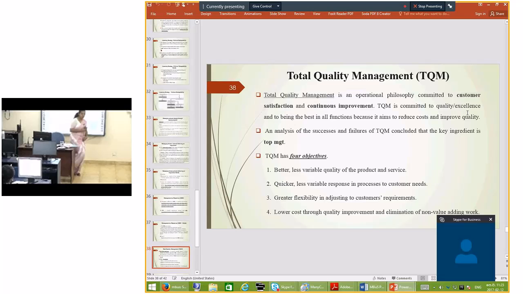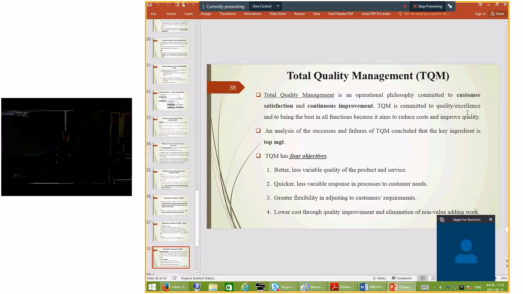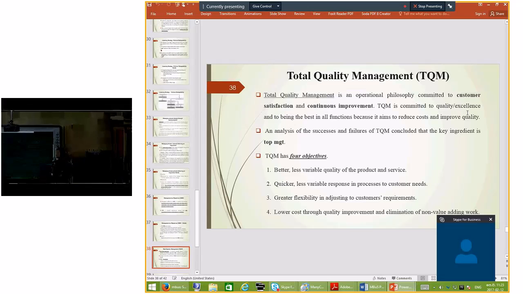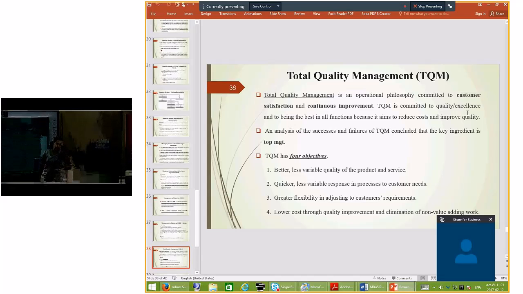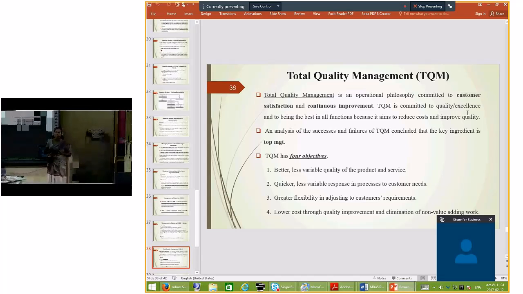TQM is more or less focused towards customer satisfaction. We call it total quality management. This is also an operational philosophy which comes under the strategy implementation process. But in here, TQM is focused towards customer satisfaction and continuous improvement, continuous process improvements. In our process, there might be continuous improvements. And also, from the employees' point of view, they might be more concerned about the satisfaction of the customer. That is what is more focused on under the TQM method.